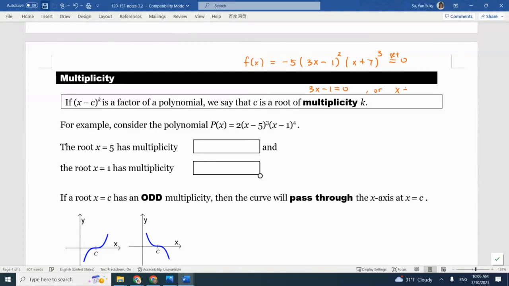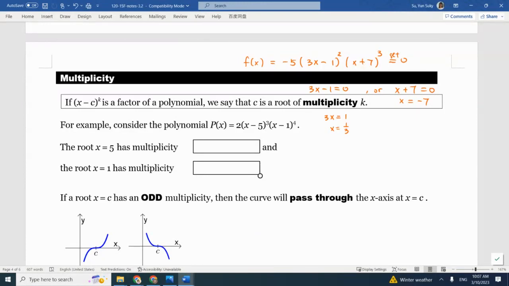And you set the factor x plus 7 equal to 0. Right, everybody? And when you find the root, you solve for x. Therefore, you get 3x equals 1. X is 1/3. And then here you subtract 7 on both sides. You get x equals -7. So the zero or the root is 1/3 and -7.